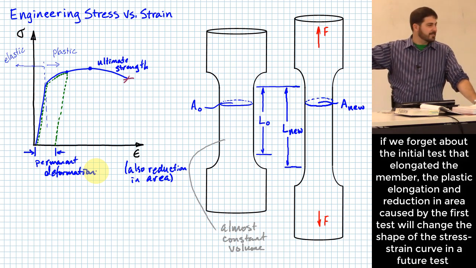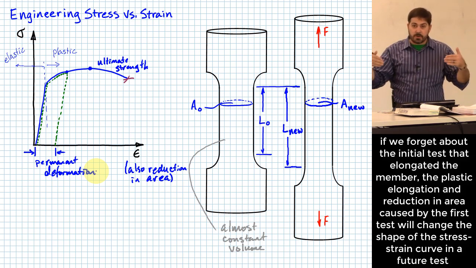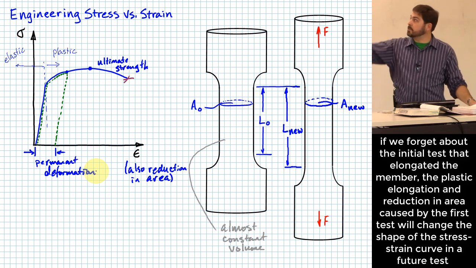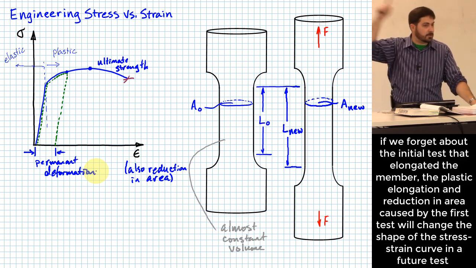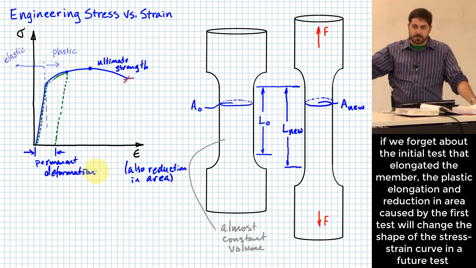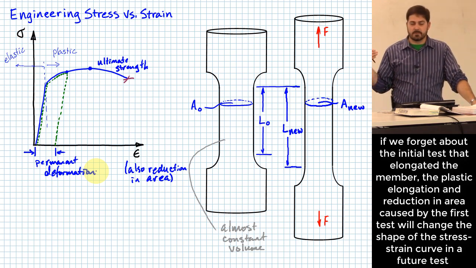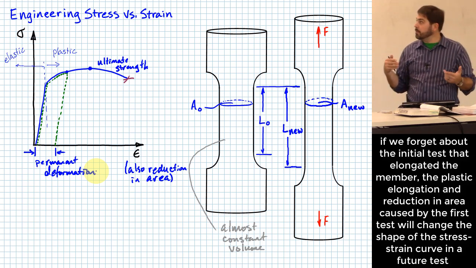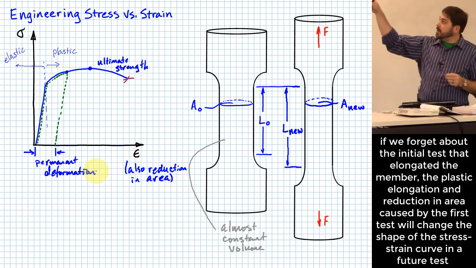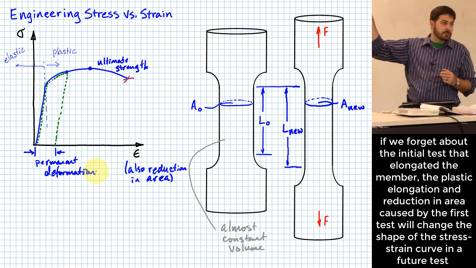Okay? Is their stress-strain curve going to look the same as the first stress-strain curve would have looked if you had tested it all the way to failure the first time? Why not? It's deformed. There's a couple things that are now different about it. One of the things that's different is that area has now been reduced, right?